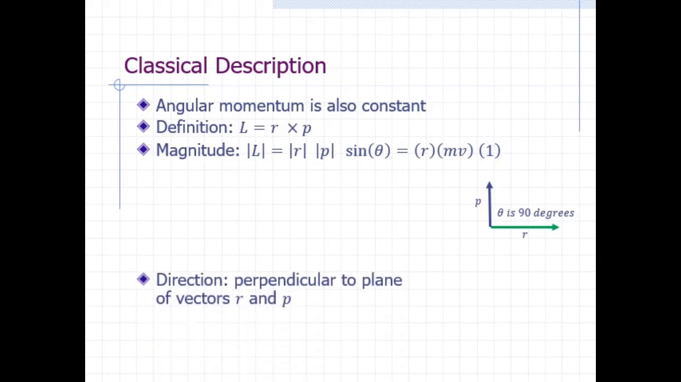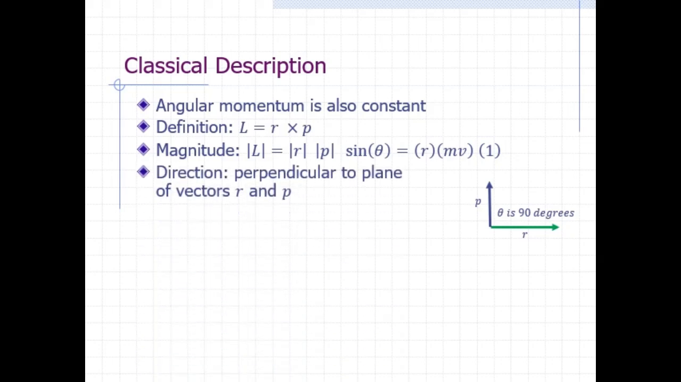What about the direction of the angular momentum vector? The direction of the cross product of two vectors is perpendicular to the plane of the two vectors. So, if vectors r and p are on the plane of this page, vector L would be perpendicular to this page. But would vector L be pointing toward you or away from you? Here's how to figure it out using the so-called right-hand rule.